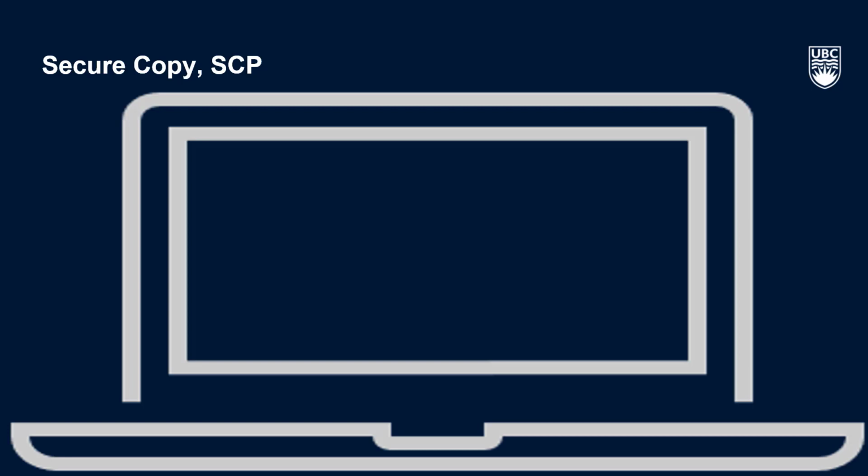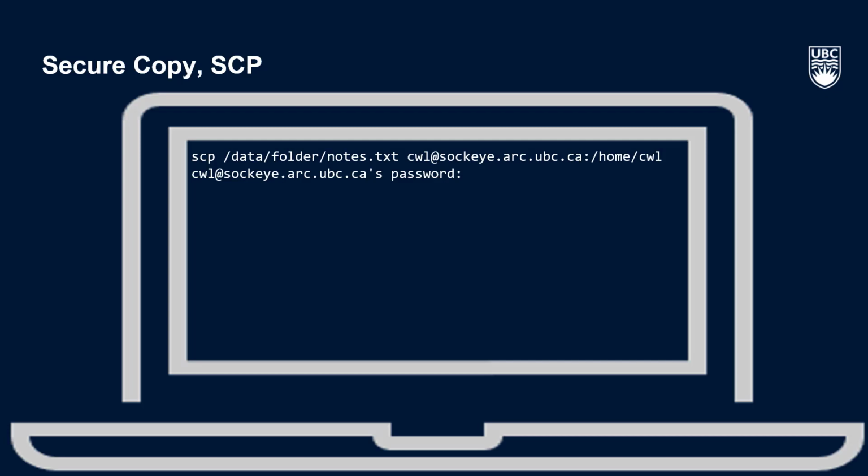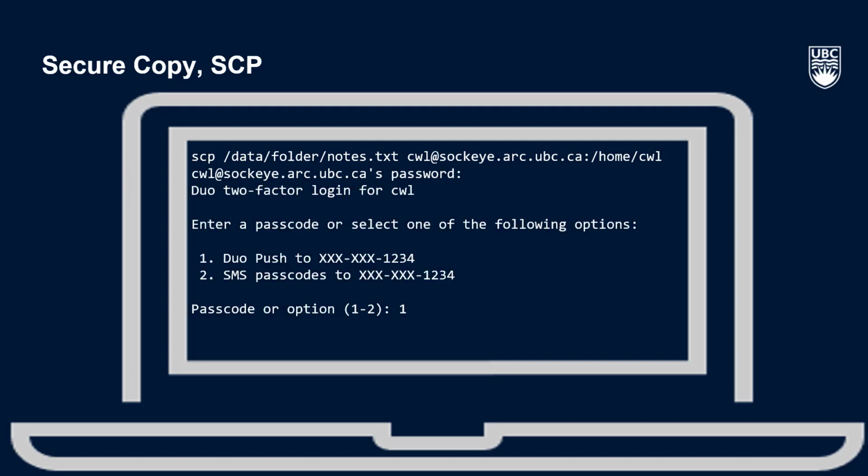So I'm going to type scp space /data/folder/notes.txt space my UBC CWL at sockeye.arc.ubc.ca:/home/cwl. You'll then be prompted to enter your password and to authenticate with Duo multi-factored authentication. And once you do that, you can see below that the file has now been transferred.